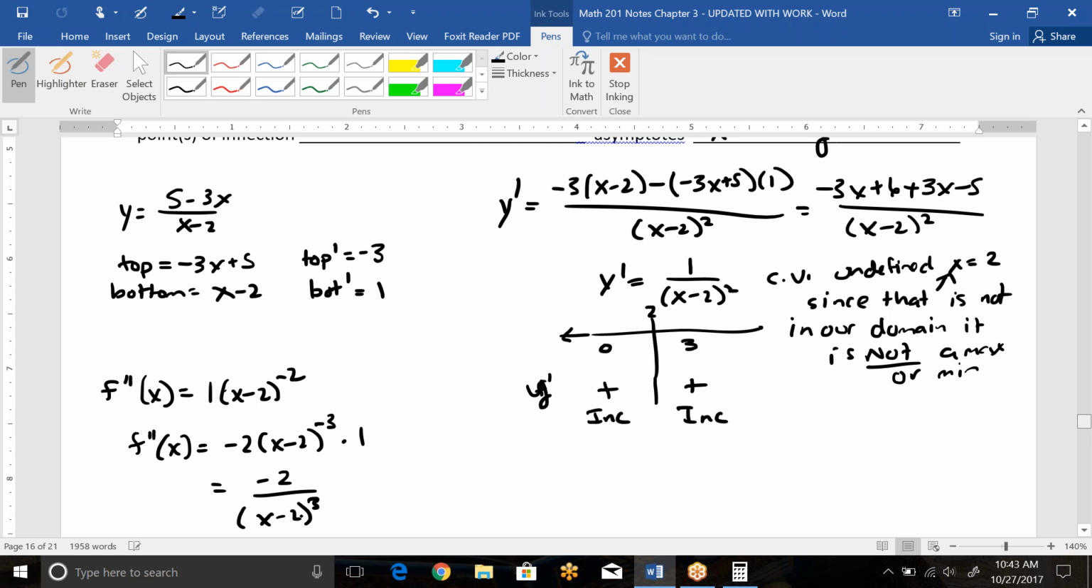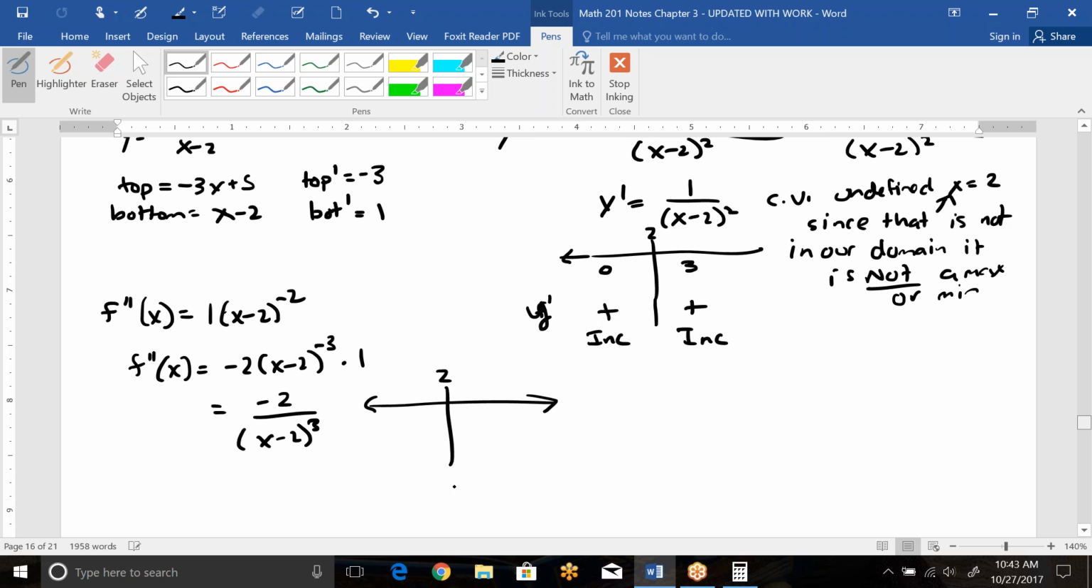Again, this can't be a point of inflection because we already know it's an undefined value, but we can still talk about concavity on both sides of it. So it's not going to be a point of inflection because it is undefined in the original function. Anything that's undefined in the original function can't be a max, min, or a point of inflection, but we can still use it to help us figure out information.